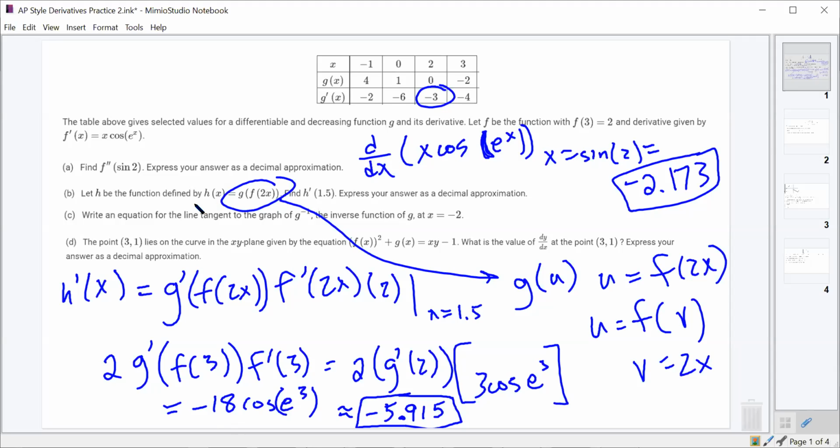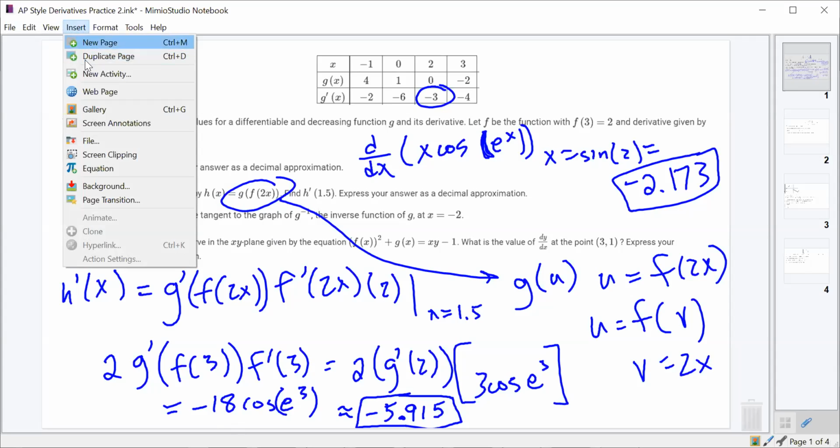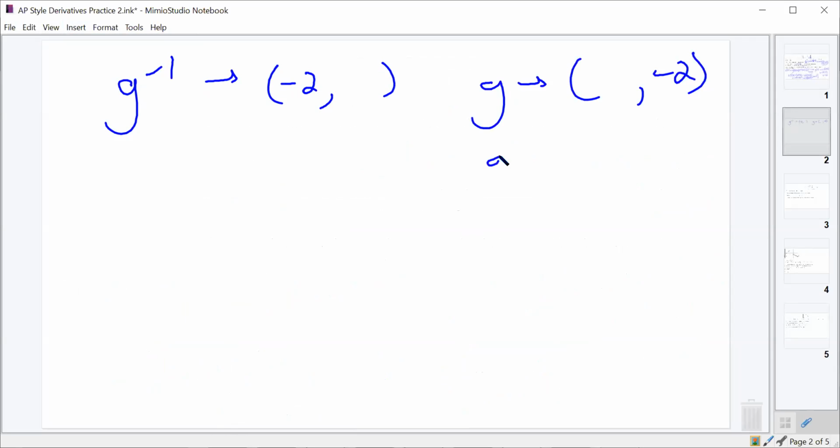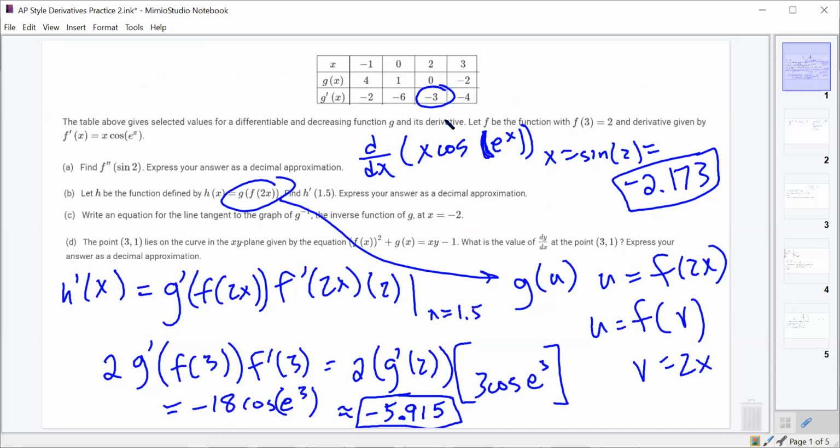Yeah. All right. So for part C, we're looking for the line tangent to g inverse at x equals negative 2. So if g inverse has a point where x is negative 2, what does that tell us about g? It should have a point where the y value is negative 2. So we want to know, when does g of x equal negative 2? And the answer to that can be found from our chart. G of x equals negative 2 at x equals 3. Everybody good with that?